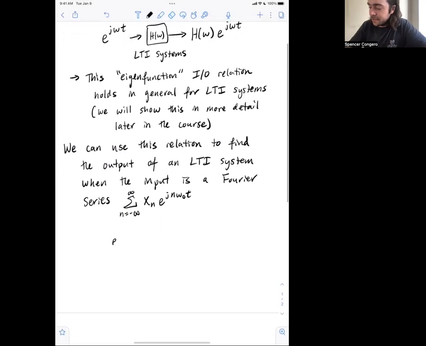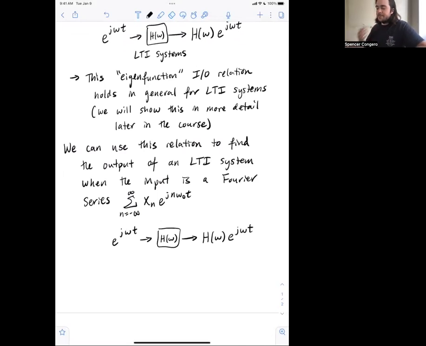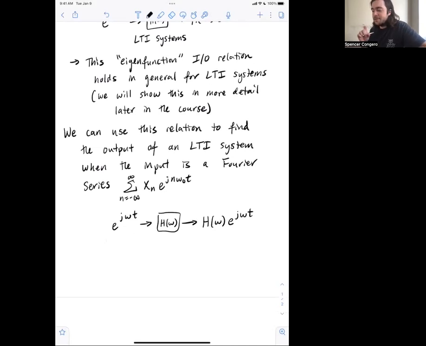First of all, let's start with the property we have above: e to the j omega t goes into my LTI system with frequency response h of omega, and what comes out is the same e to the j omega t multiplied by h of omega. In other words, the frequency response tells you how the system affects an input complex exponential at that particular frequency. How does it scale the amplitude? How does it change the phase?